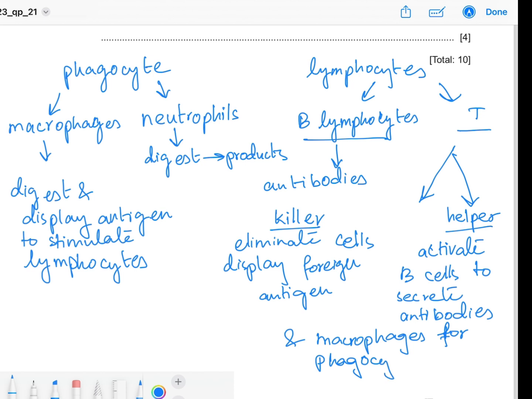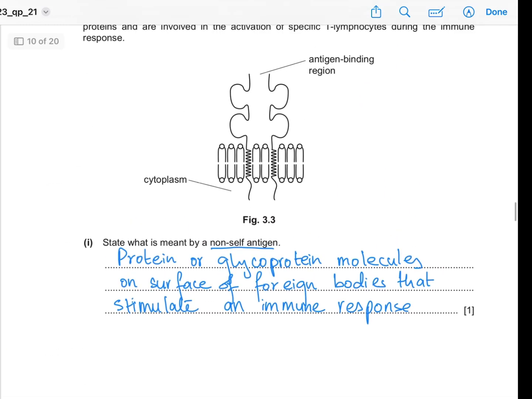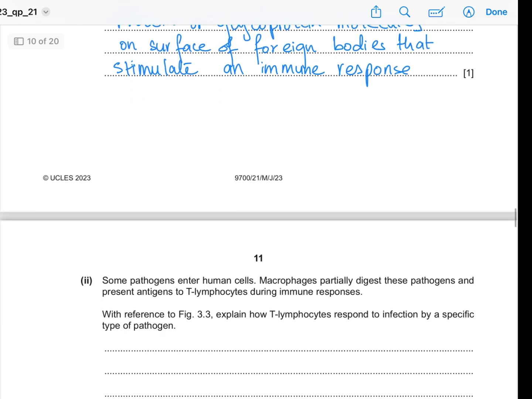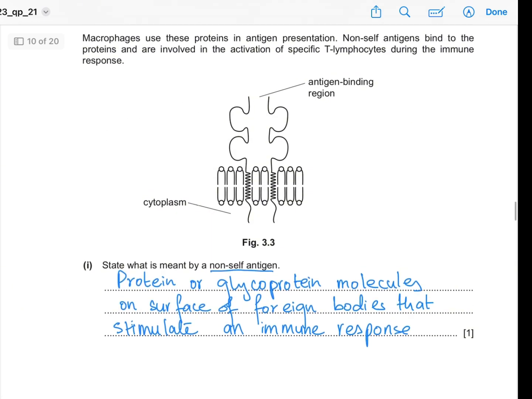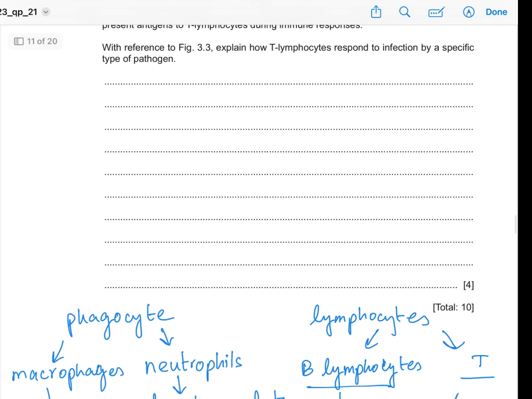Now this is a summarized version, and let's see what we have to answer in this part. With reference to figure 3.3, explain how T lymphocytes respond to infection by a specific type of pathogen. Okay, so here you can see that in figure 3.3 there is an antigen binding region in the cell surface membrane of macrophages. You are supposed to relate the role of macrophages to the role of T lymphocytes.